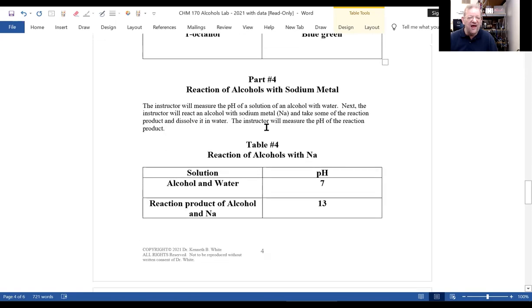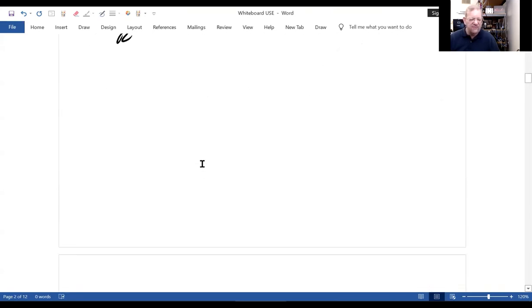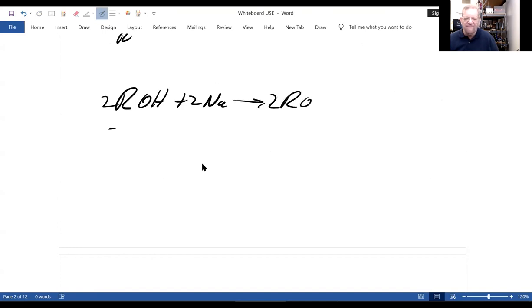All right. Now, the last part, which I do as a demonstration in the lab, because sodium metal, I don't trust students to work with alone. I do trust myself. And that's the reaction of alcohols with sodium metal. Now, if we have an alcohol and you react it with sodium metal, this is one of the few times I'll balance an equation. Organic chemists usually don't. You'll form what's known as an alkoxide, in this case, a sodium alkoxide, plus you'll make hydrogen gas, and the arrow tells you this is a gas.